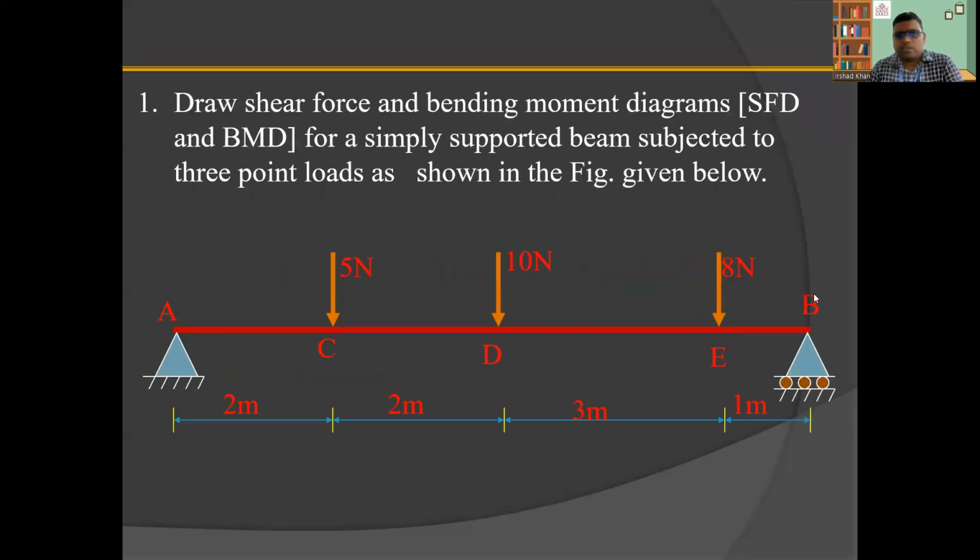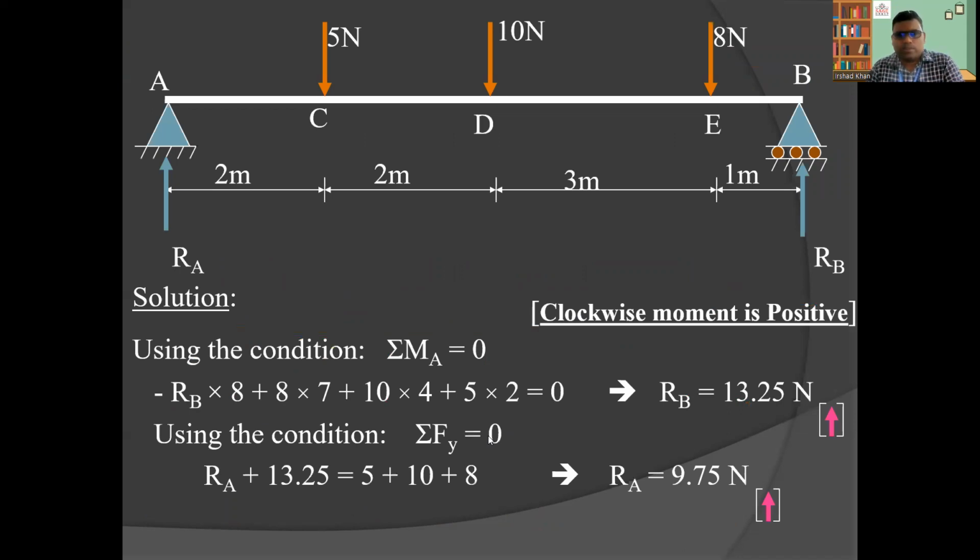So this is a numerical where a simply supported beam has three loads acting on it, and the distances are also mentioned, which is important to solve the shear force and bending moment diagram. So let's start solving this numerical. Because this is a simply supported beam, first we have to calculate the reaction at the ends, and the notation is already given: A, B, C, D, and E.